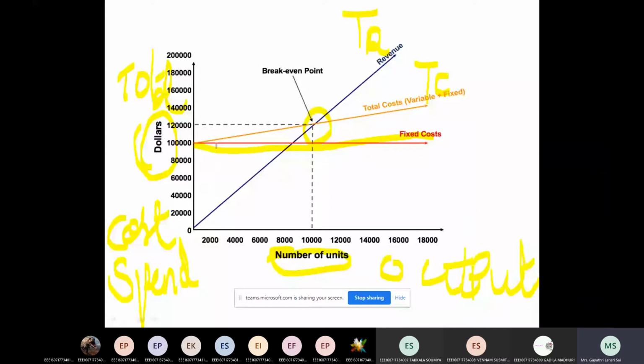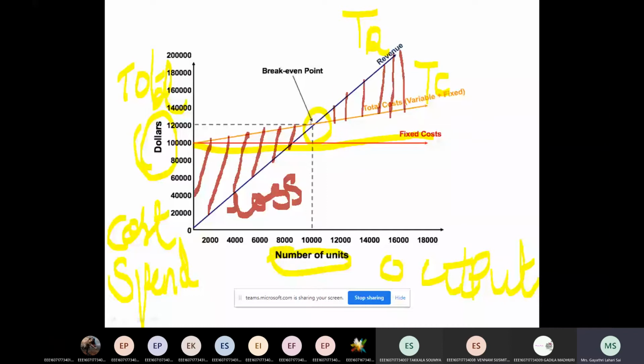Okay, so this one, the area, this is not a distance. In terms of a graph, the area covered between the TC and the TR line below the break-even point, you call this a loss. It says the company is in loss if it is below this, right? If you take the area between the TR and the TC after the break-even point, you can say that the company is in profit.